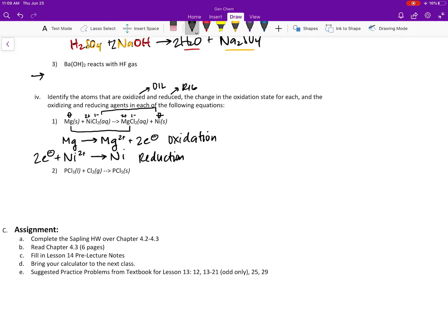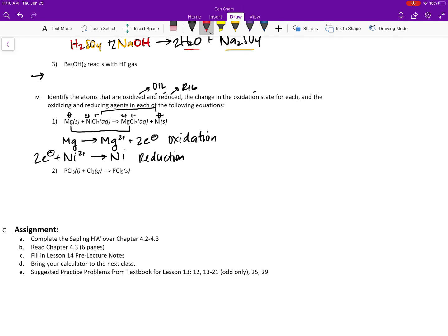So oil rig. Another mnemonic you might know is Leo goes grr, which is loss of electrons is oxidation and gain of electrons is reduction, but they tell us the same things, which is great. So we've identified oxidize, reduce, changes in oxidation states. The nice thing about the oxidizing and reducing agents is they're the opposite. The oxidizing agent is the one that's undergoing reduction, and the reducing agent is the one that's undergoing oxidation.